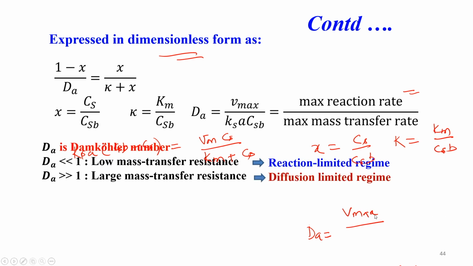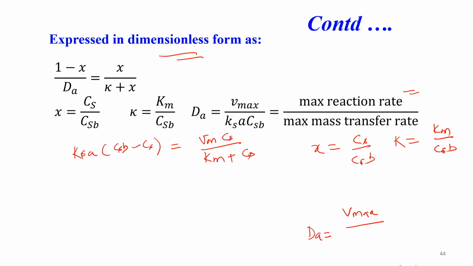What will be the maximum mass transfer rate? It says Ks A (Csb minus Cs). So, when Cs is 0, that time it will be the maximum mass transfer rate. So, it says Ks A Csb. This is the Damköhler number. So, based on the Damköhler number, one can decide whether mass transfer resistance is present or not.